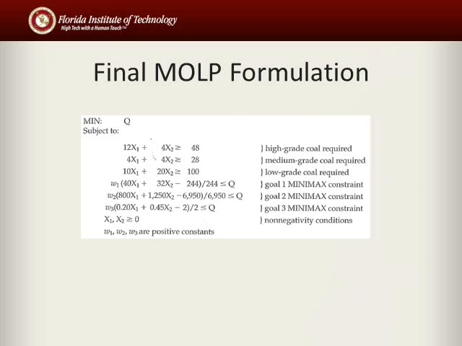We have our non-negativity constraints as well: x sub 1 and x sub 2 are greater than or equal to 0. And we also have non-negativity constraints for each of our weights. Again, we'll start by setting these weights equal to 1, and then we'll go from there. We'll examine the solution and see if we need to increase those weights.